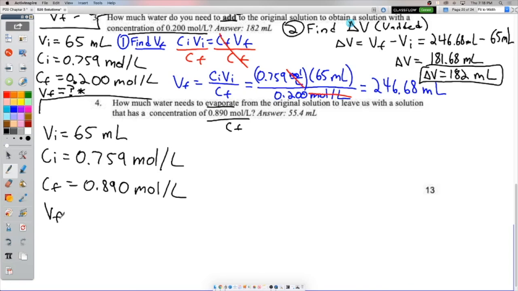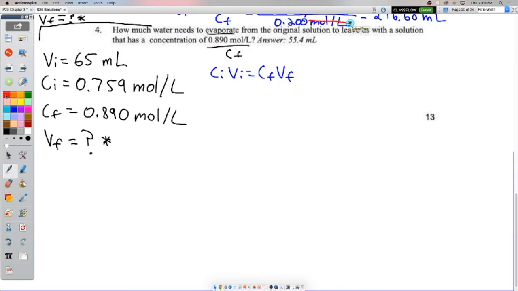So again, we do want to know VF, but is it the point? Not really. We want to know what the difference is between VF and VI, right? That's what we really want to know. So I need an equation that has VI, CI, CF, VF. CI VI equals CF VF. Like I said, these are usually pretty nice to manipulate because it's always one step. I want VF, it's being multiplied by CF, so I divide both sides by CF. Now it's gone from that side, and we've got VF equals CI VI over CF.